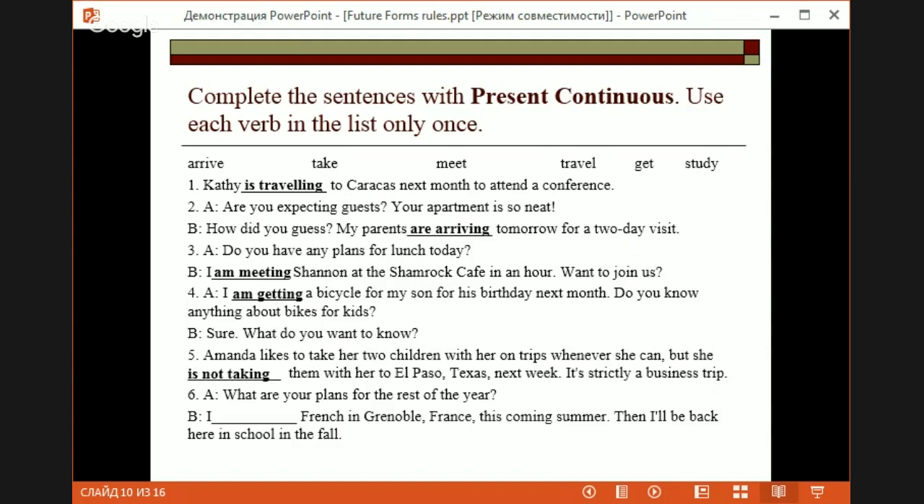And the last one, what are your plans for the rest of the year? Again, as I said before, plans, typical answer, present continuous. I'm studying French in Grenoble, France this coming summer. Then I'll be back here in school in the fall. That's it. Let's move on.